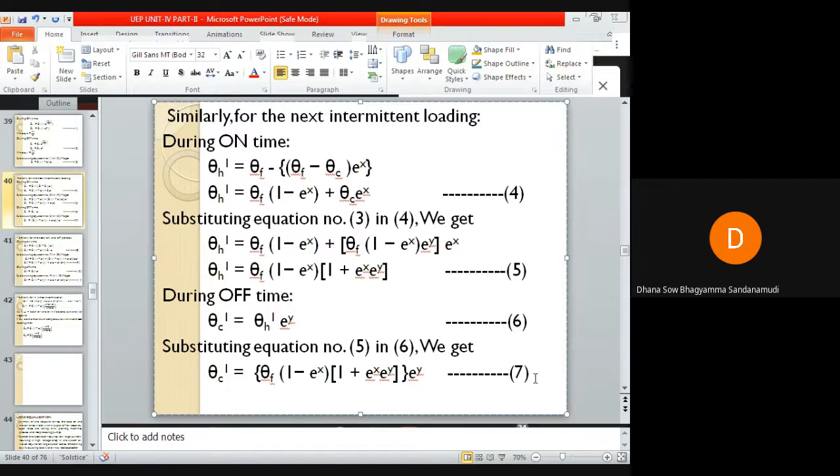Till now, I hope you all are writing. We have seen one cycle: the on period temperature rise we have calculated, and the off period cooling temperature we have calculated. For the second cycle, in this slide you can see the on period temperature theta h1 and the off period cooling temperature theta c1. If you complete, inform.